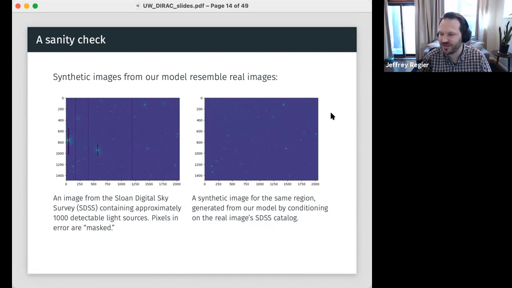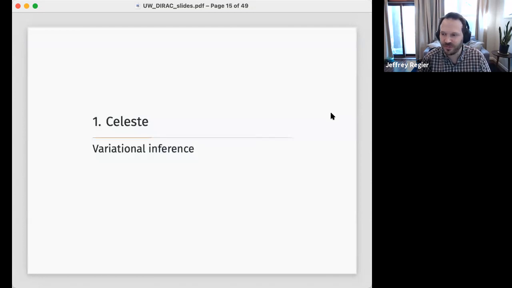The goal is to do some inference, to build catalogs from images, not just to generate other hypothetical astronomical images. So after passing the sanity check, we move on to perform posterior inference, which is the process of backing up the catalog, given the model and given some data.